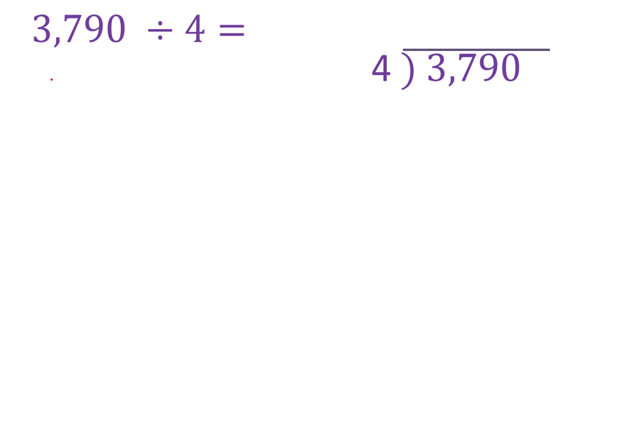This problem is written horizontally with the division symbol, and what I want to do is change the way it's written. I want to write it out with the division bar, and inside the division bar I'm going to put the dividend 3,790. We say this first, 3,790, and then we do divided by our divisor of 4. We do not read this 4 divided by 3,790. That does not make sense. That's not how it's read. That's backwards.